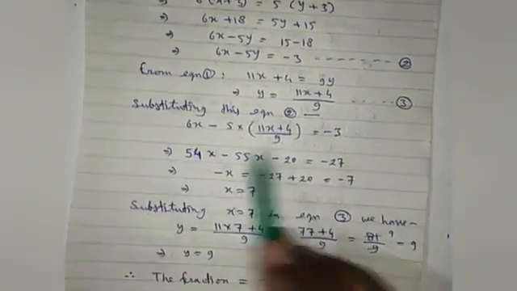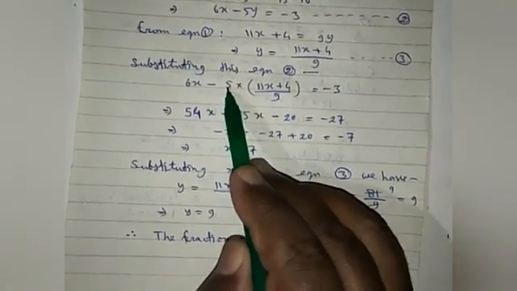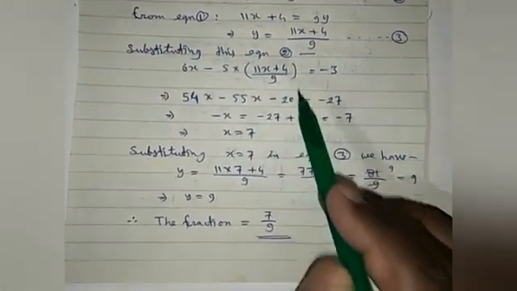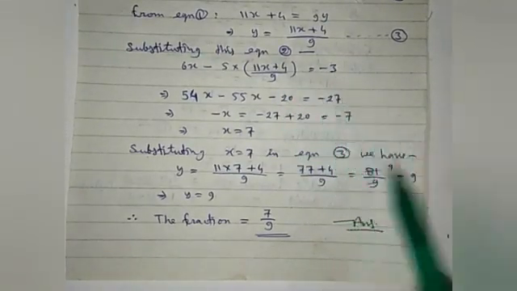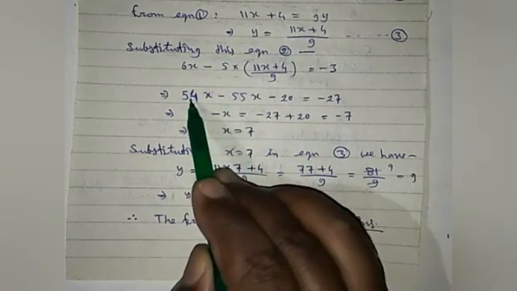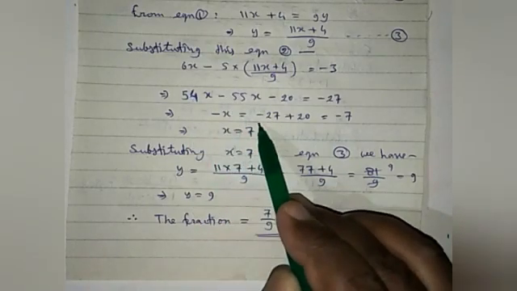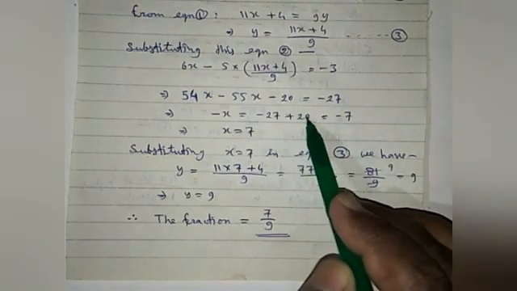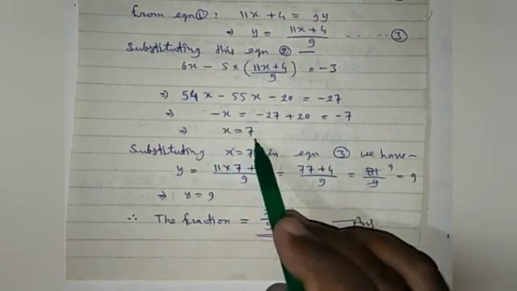Here multiplying both sides by 9, we have 9 6 are 54X minus 5 into 11, 55X. Here minus 5 into 4, 20, that is equal to 9 3 are 27, minus 27. So here 54X minus 55X is minus 1X. So minus X equal to here minus 27 and plus 20, that is equal to minus 7. So here minus minus is cancelled out, so X equal to 7.